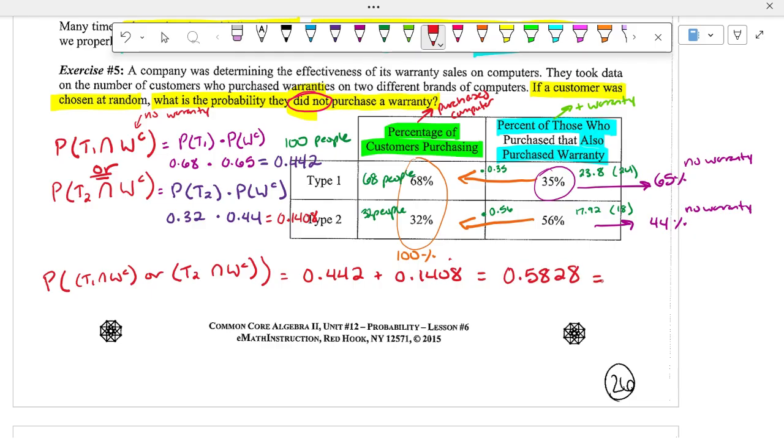0.5828. So we're saying if we convert that to a percentage, that about 58.28% of people that bought a computer did not buy the warranty, which honestly, that makes sense. Most people don't buy those warranties. So guys, you got to think about those really, really carefully. So sometimes you got to do an and statement mixed with an or statement. So you're doing two ands and then you mix them together.